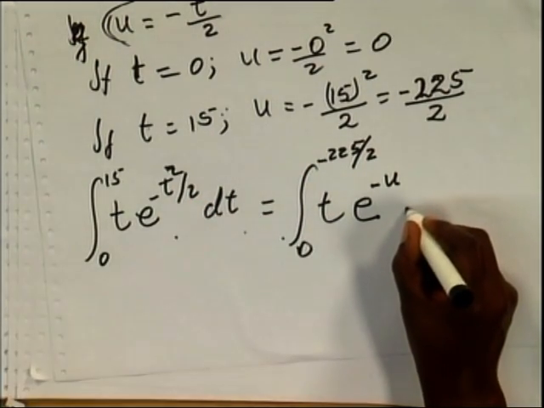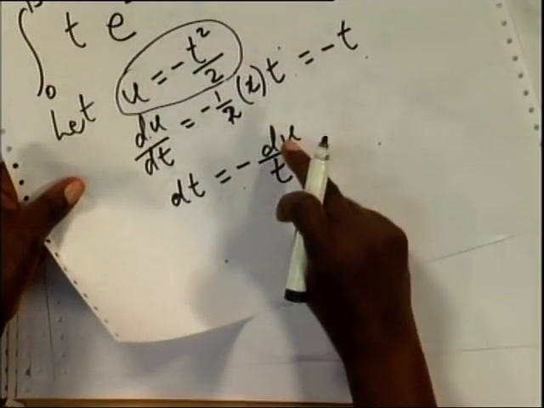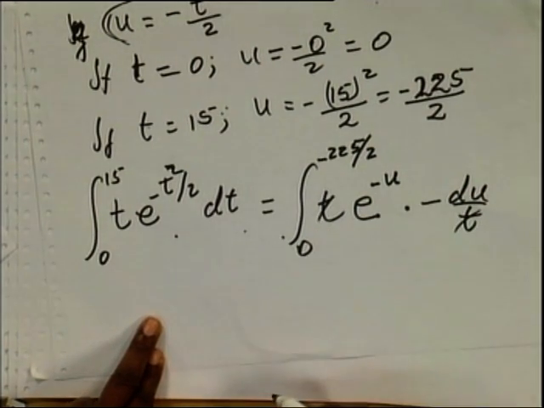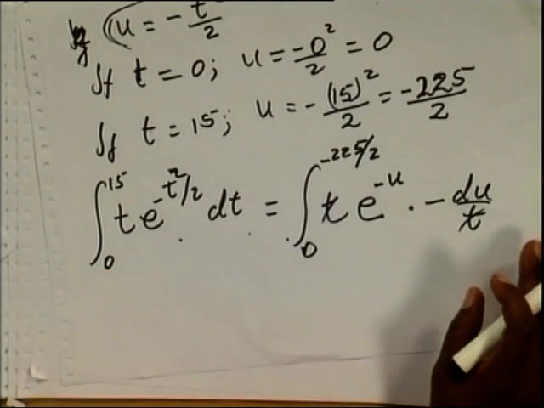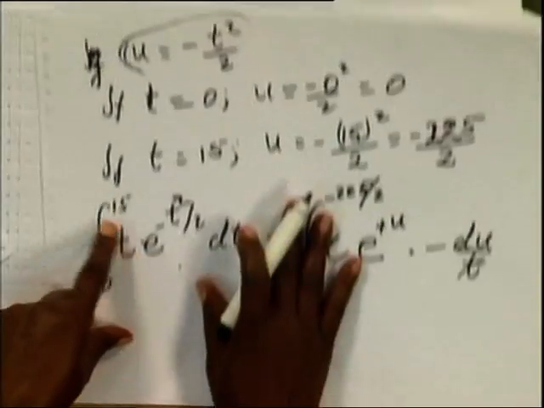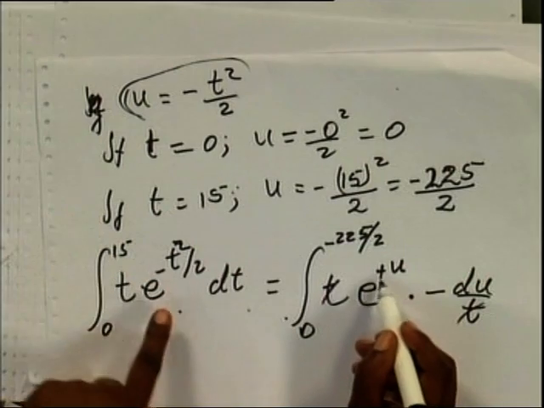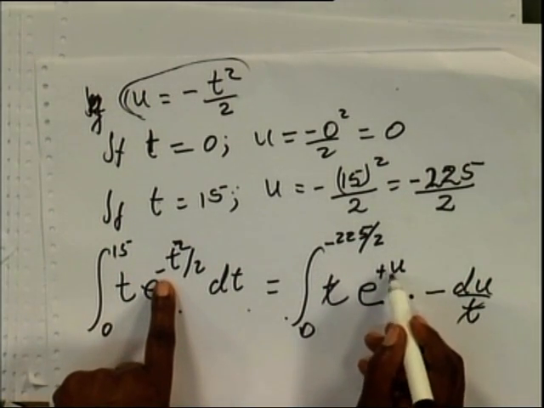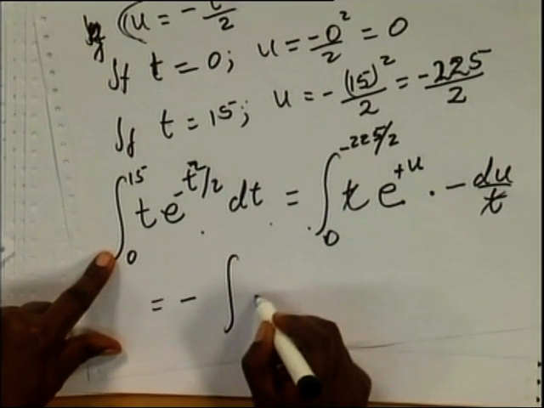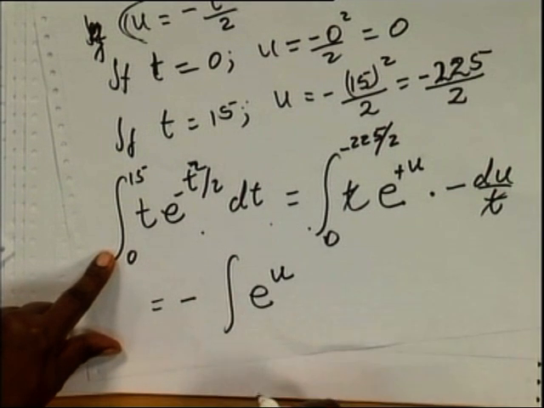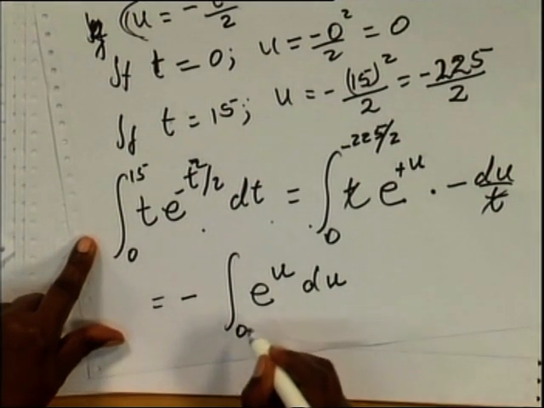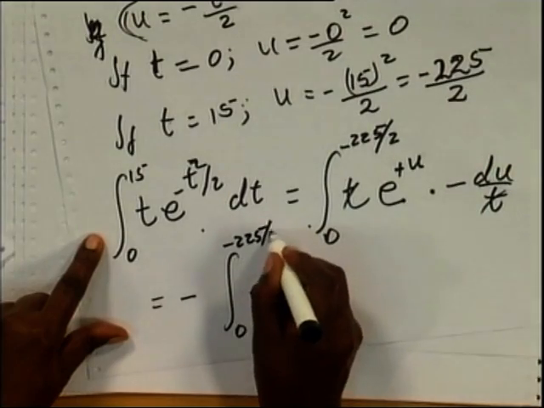dt was what? dt was minus du over t. Now this t is going to cancel with this one. Now my new integral, is it? Hold on. No. It's plus u here, sorry. Because I said u equal to minus t squared over 2. So my u is plus u here. Okay? And now my integral is going to be minus the integral of e to the power u du, from 0 to minus 225 over 2.